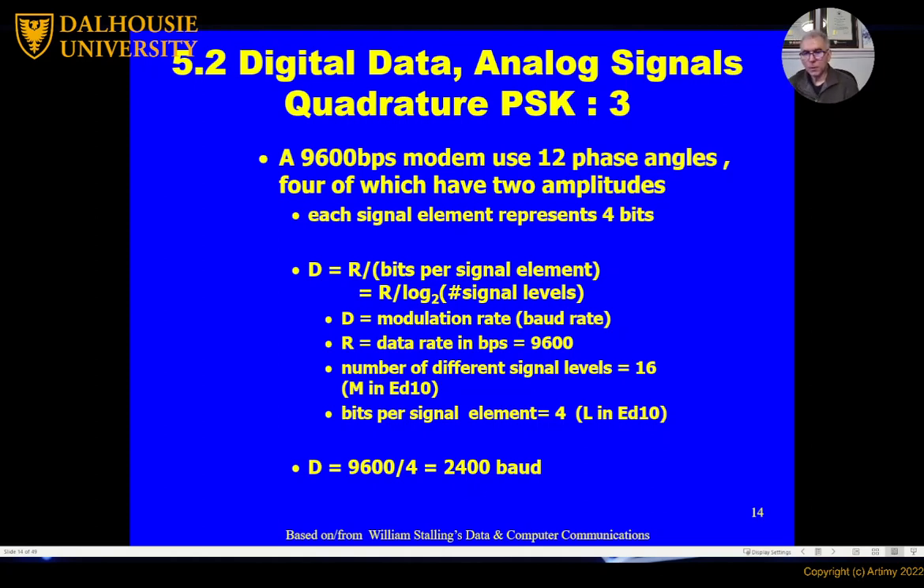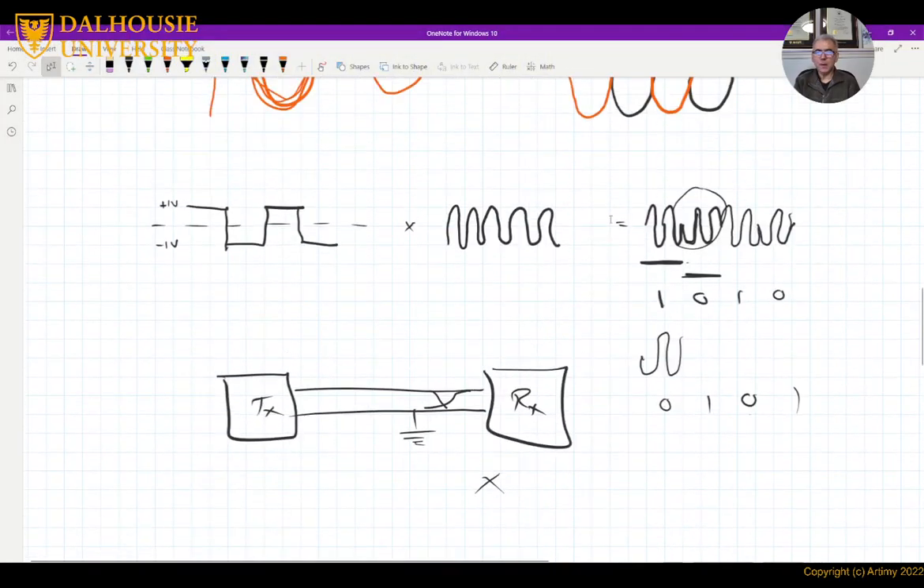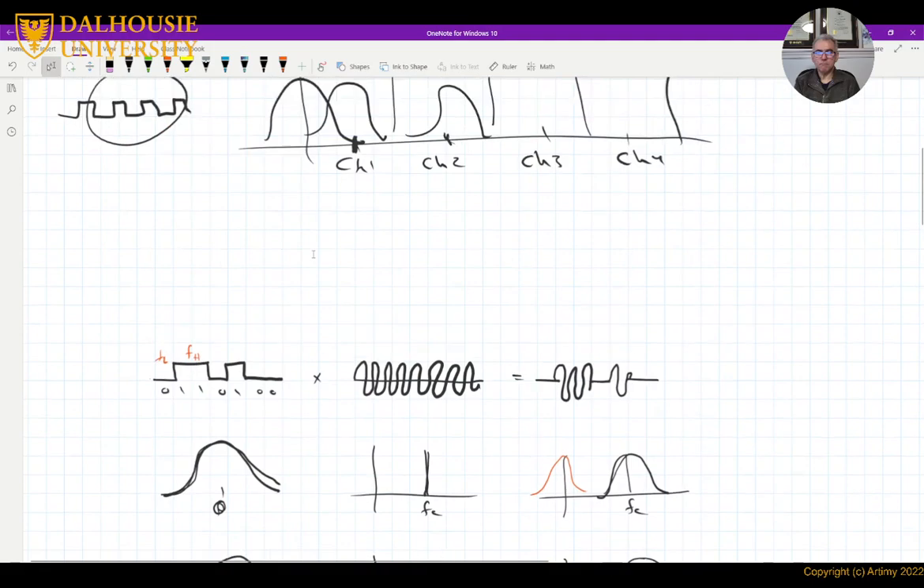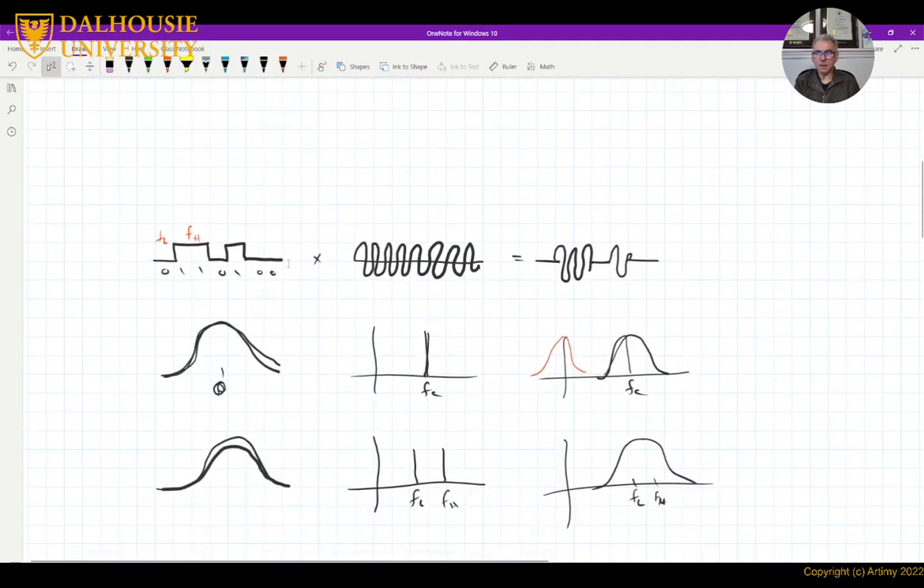So now we get to know something new, right? So far we have looked at the bit rates. So how many bits we can send within 1 second or 1 unit of time, right? A bit rate. And so far, it was easy to figure out how many signal elements I need per bit. So to explain this point, if I go back to something like this.